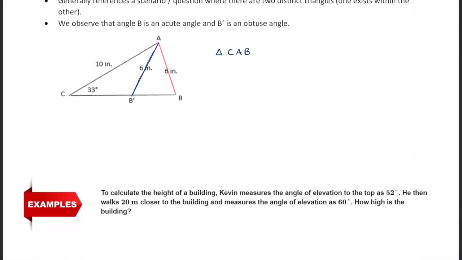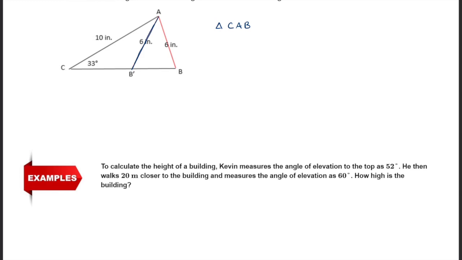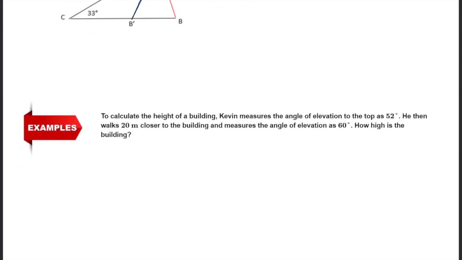So if we take a look at this question here, I've said to calculate the height of a building. Kevin here has measured the angle of elevation to the top as 52 degrees. He then walks 20 meters closer to the building and measures the angle of elevation as 60 degrees. Then we're asked to calculate how high the building is. For the purposes of this question, the way I've interpreted it is that it is a right angle triangle.